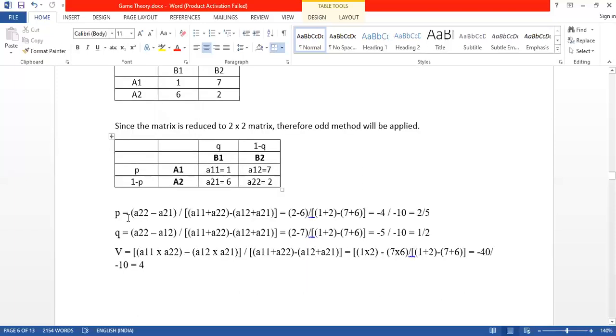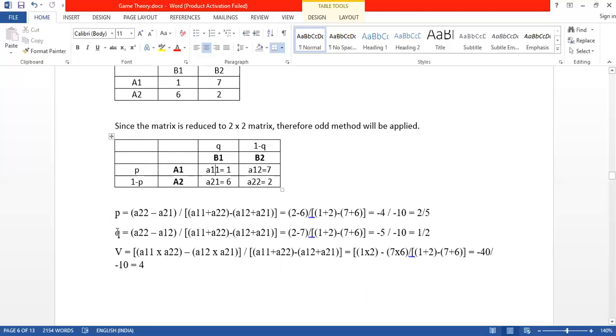Now we have the formula for P, Q, and V. Right? So A22 is 2. A21 is 6. A11 is 1. A22 is 2. A12 is 7. A21 is 6. By solving this, we have minus 4 by minus 10, so it is 2 by 5.